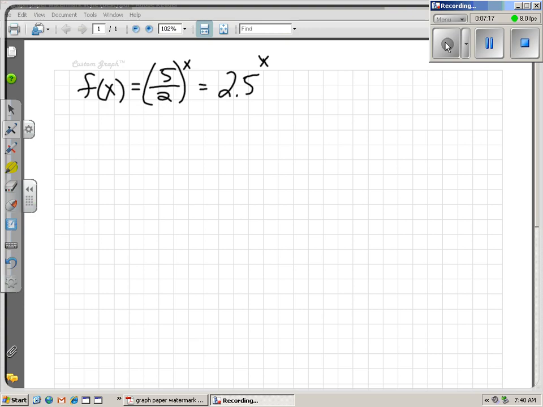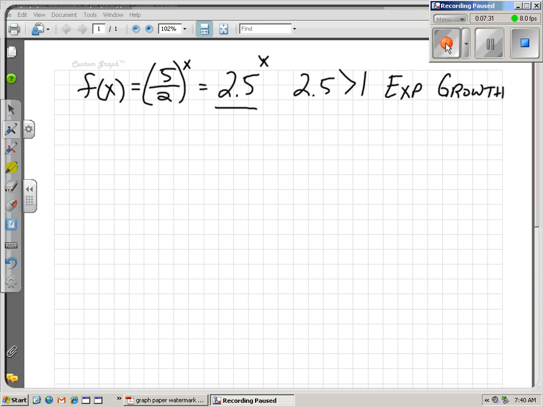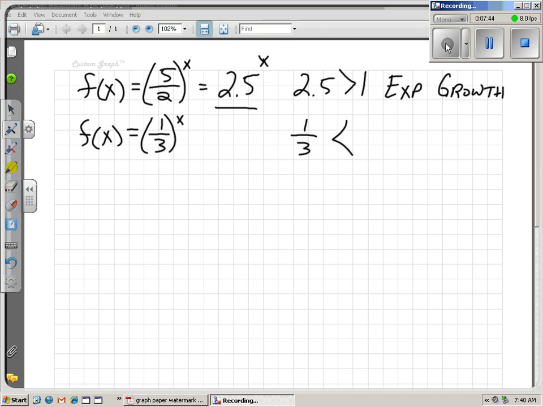Okay, a point we need to make right here is that 5/2 raised to the x, well, 5/2 is 2.5, and 2.5 is bigger than 1. 2.5 is bigger than 1, and what do we end up with? What kind of graph? Exponential growth. Now remember that on this next one that we try to graph. On f of x equals 1/3 raised to the x, well, 1/3 is a fraction. Fractions are less than 1. Hopefully you guys can guess what's getting ready to happen. So let's make the table and take a look at the graph.